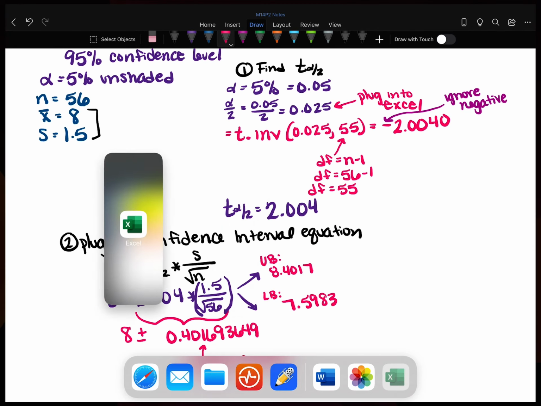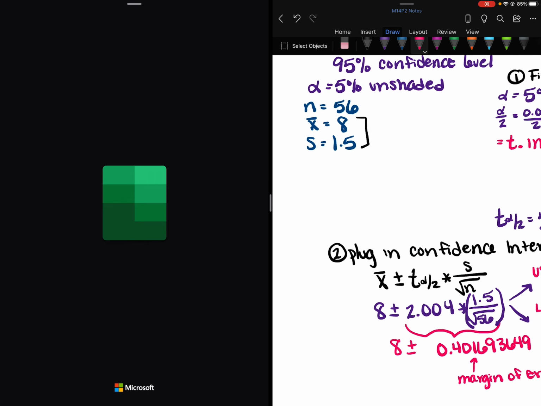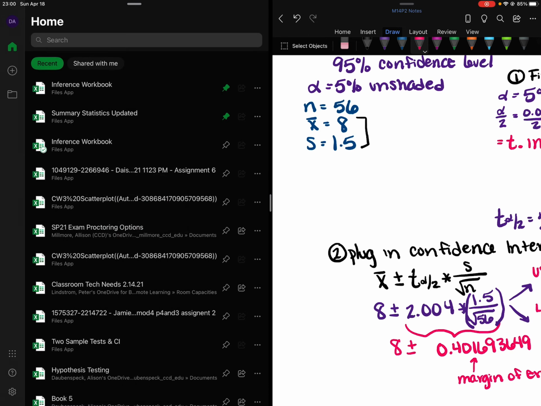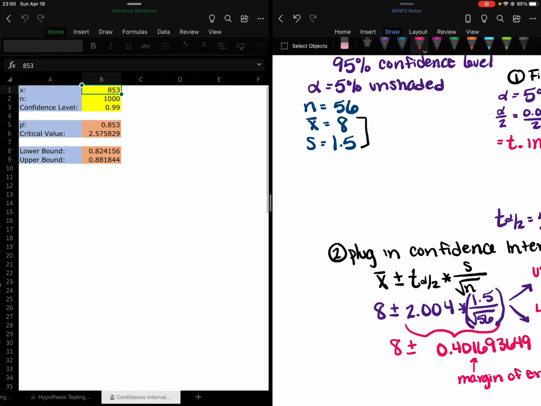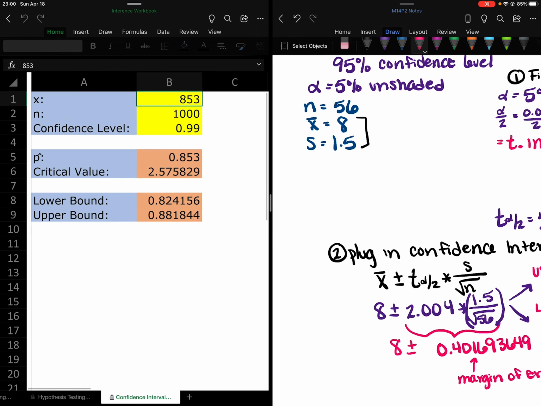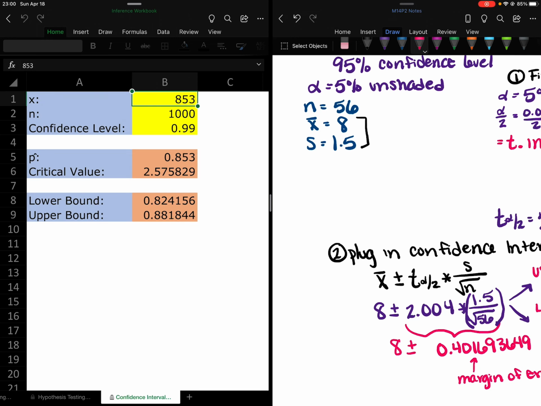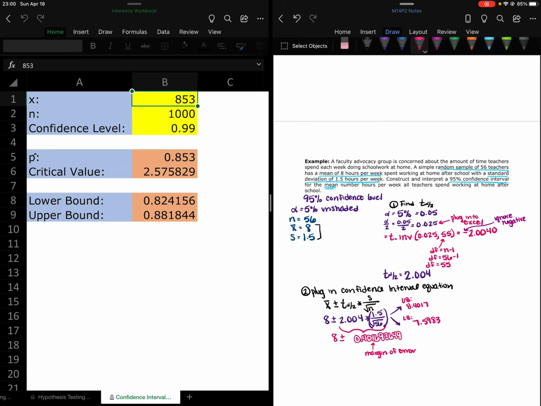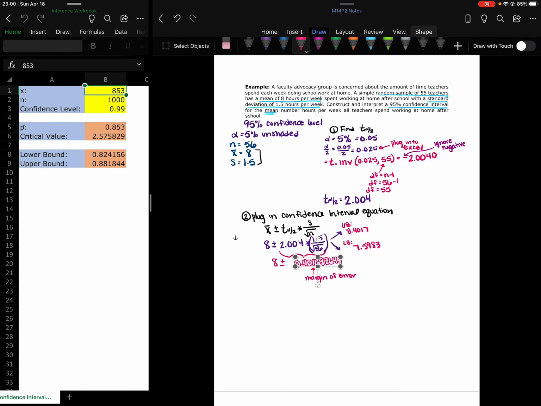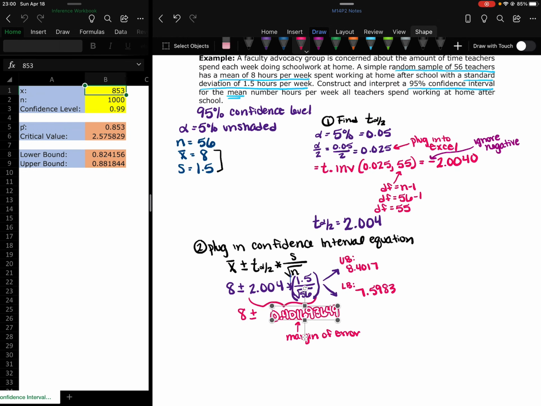So then we can go ahead and use Excel to check this and make sure we didn't mess anything up. Ignore, I don't know what it's trying to open. But just know anytime you are not explicitly told to do something by hand, which is what we just did, you can go ahead and go straight into this Excel file. So we just did this by hand. Let's go into Excel and make sure we did it right.